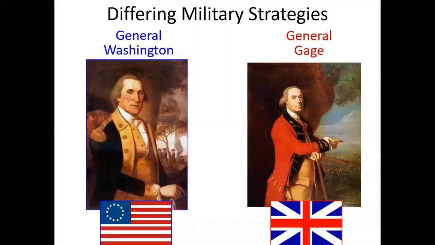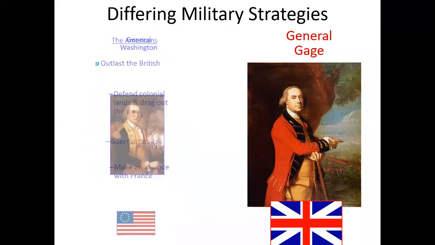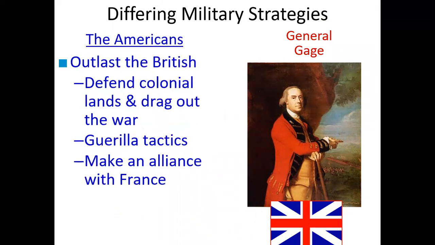Now, the military strategies of the Americans and of the British are a bit different. Looking at Washington and the Americans, we have to outlast, defend the lands, and drag the war out. We're using guerrilla tactics, just like from the French and Indian War. We're doing ambushes or sneak attacks. We're going to seek an alliance with the French to help against a common enemy, the British.